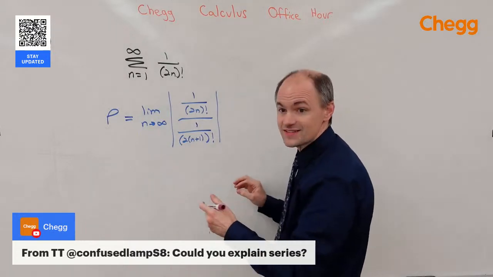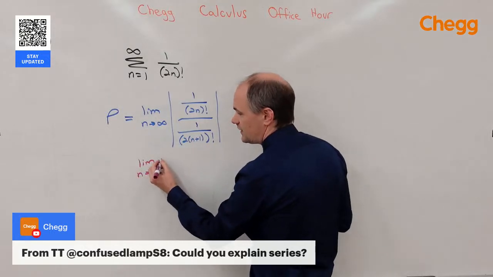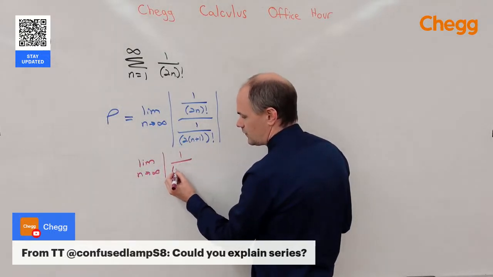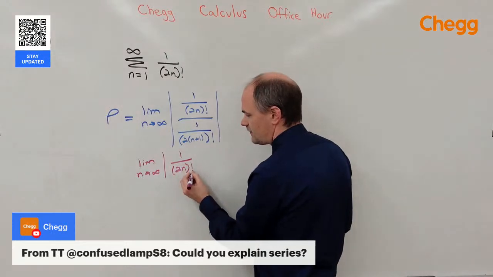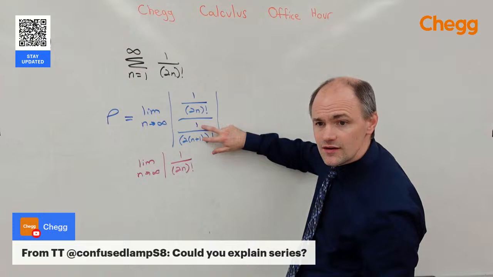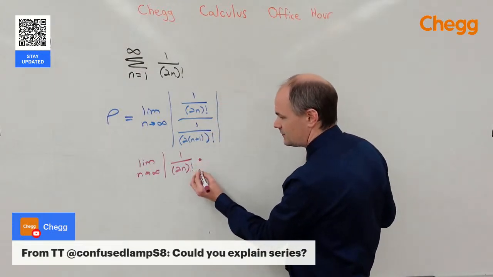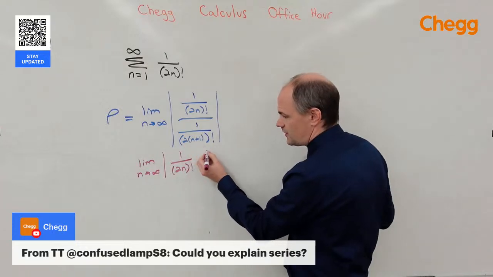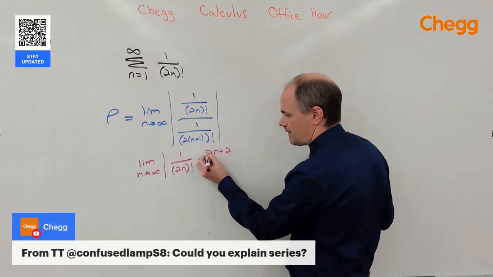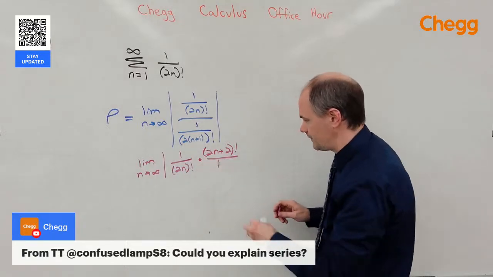So when we simplify this, we end up with the limit as n goes to infinity of 1 over 2n factorial. Since this is dividing by a fraction, I'm going to multiply by the reciprocal and say times 2n plus 2 factorial over 1.